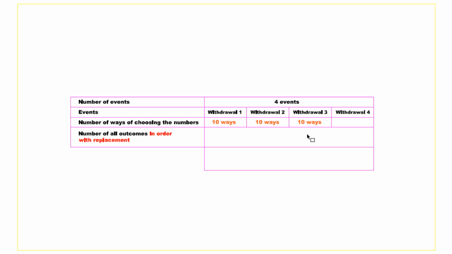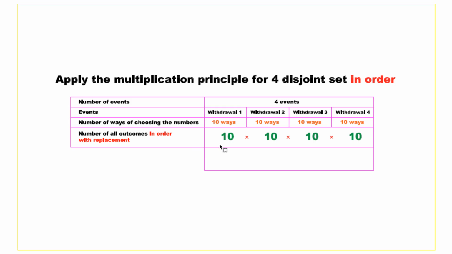And for the withdrawal of the third digit, we have also 10 ways. And for the withdrawal of the fourth digit, we have also 10 ways. Now, according to the multiplication principle, we can multiply all of them to know the number of all possible outcomes, or the number of all possible tickets the lottery corporation can issue according to the previous rules. And they are 10,000 tickets.